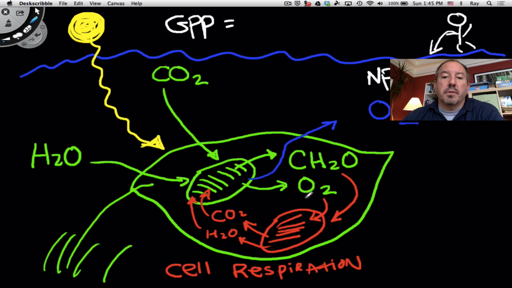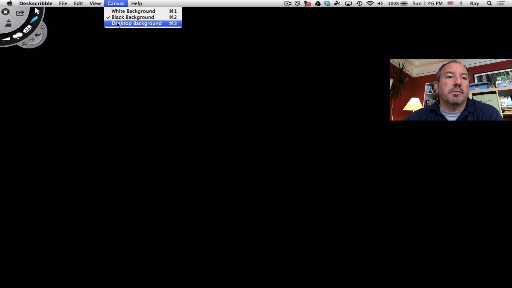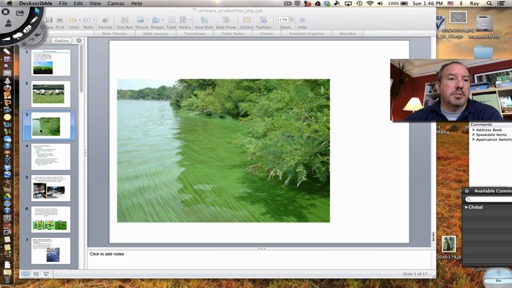It's hard to know how much respiration is going to take place, and so we can solve this problem actually. But I just wanted to point out that it's a little bit of a dilemma that we're only able to directly measure net primary productivity. But if we can determine how much they're consuming during cell respiration, then we can determine gross primary productivity as well. So I just wanted to point that out. So let's go back over here to the slideshow.